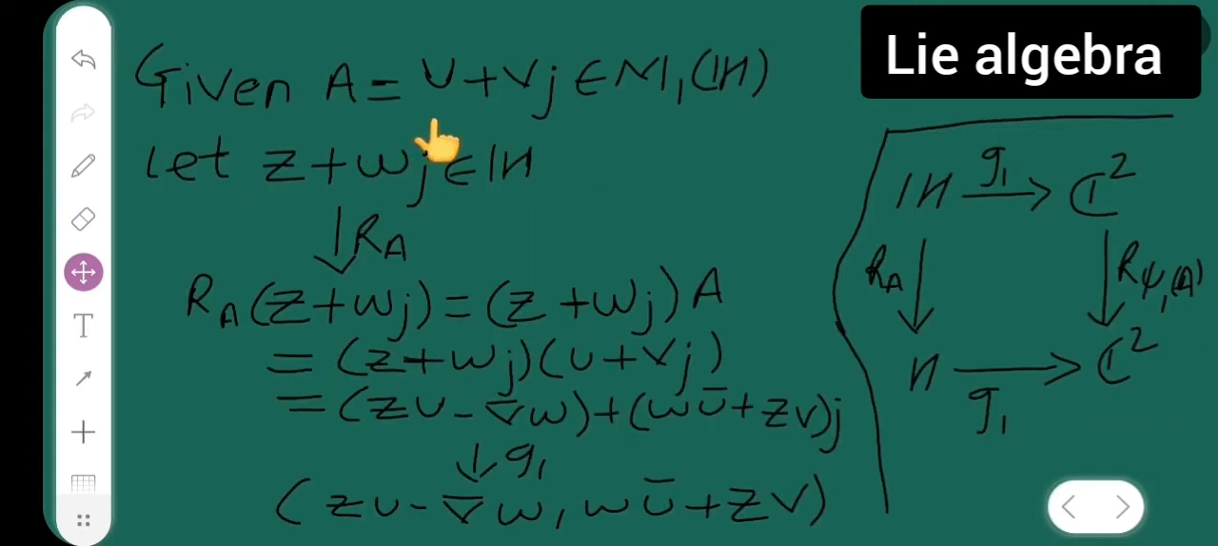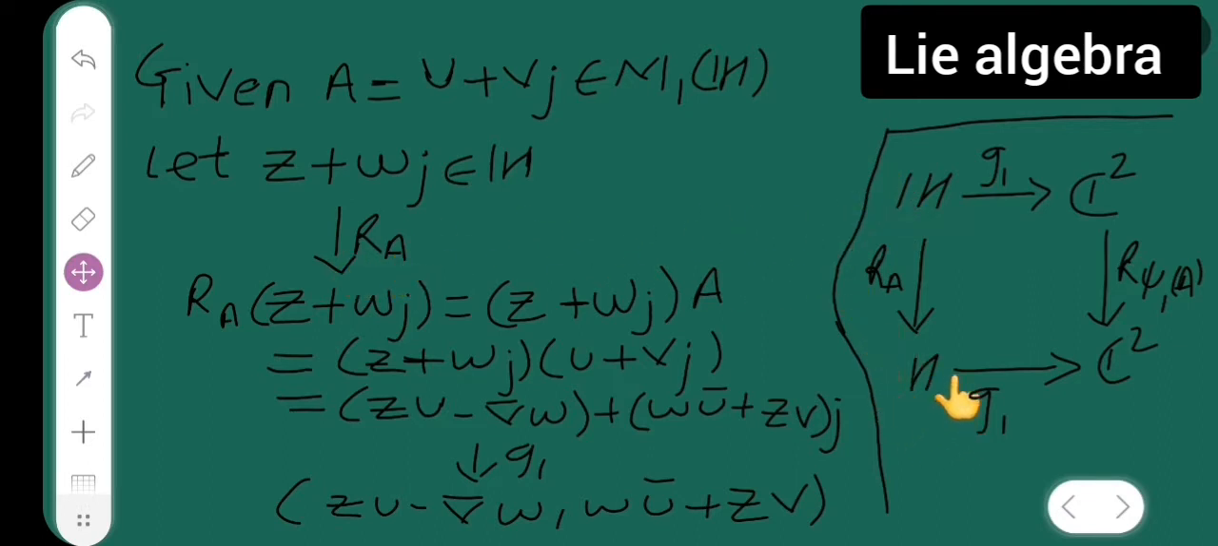Next, given A is equal to u plus vj, belonging to M1 of H. First I will start from here and then move to here, and stop here. Then next I will start from here and go from this side. So let us do this side first. So z plus wj belongs to H. So it is this part. Now this is my R_A.